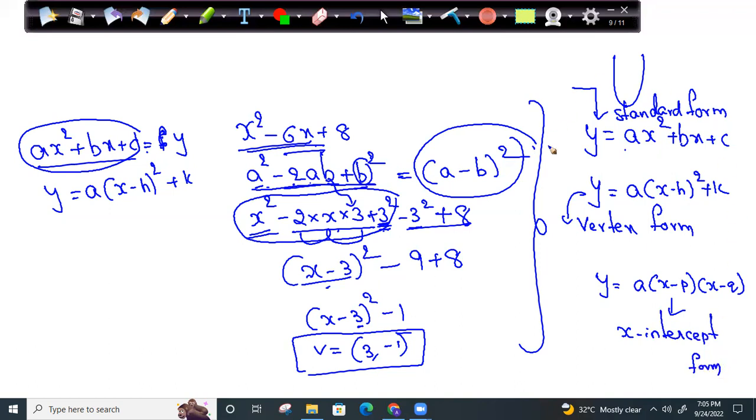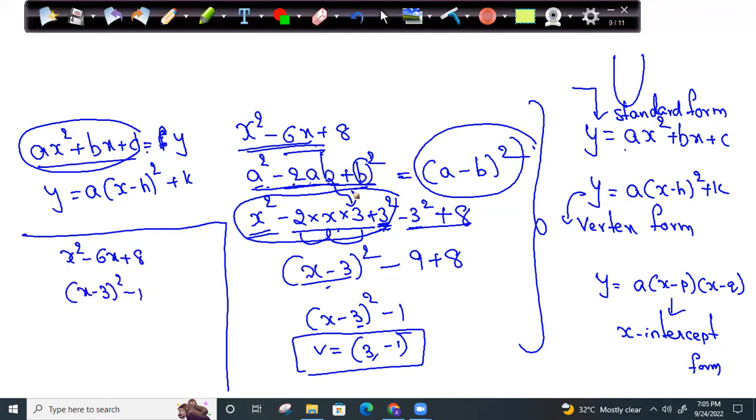Don't get confused. Just write this here. I gave an example like x square minus 6x plus 8. This is the standard form. I can also write this as x minus 3 whole square minus 1. This is called the vertex form. I can also write this as x minus 2 into x minus 4, splitting the middle terms, which JS told me long back. So this is called the X-Intercept form. Same parabola can be written in different ways.